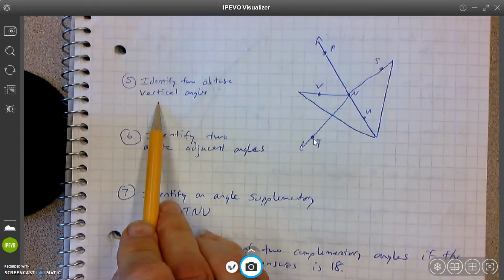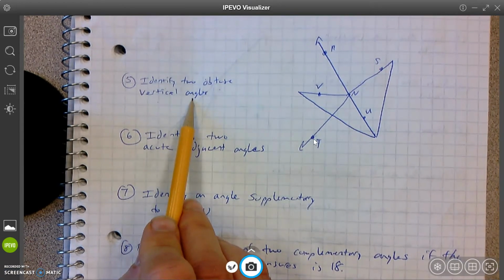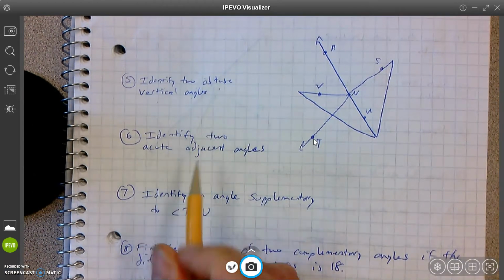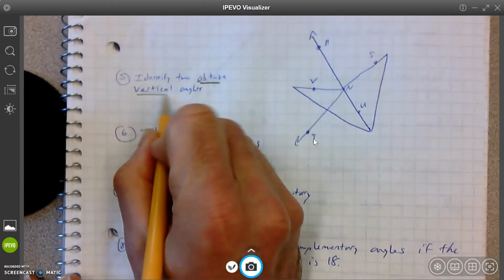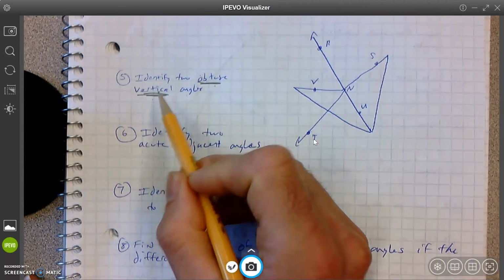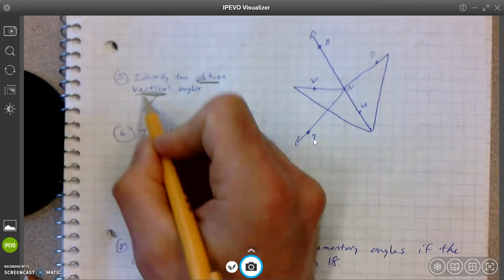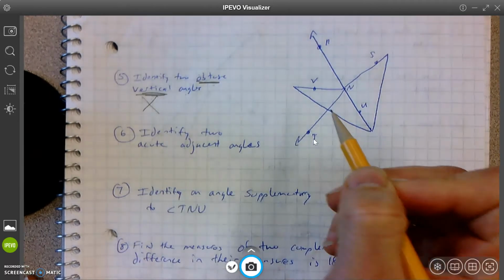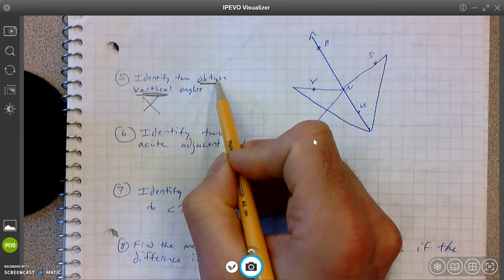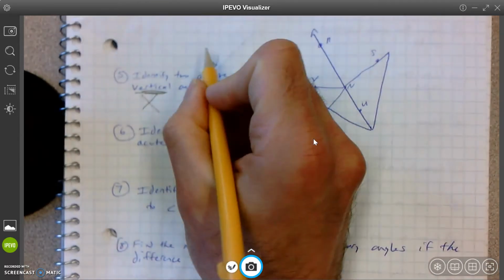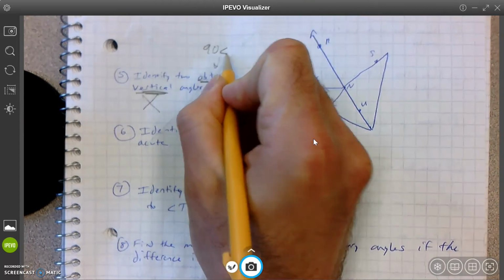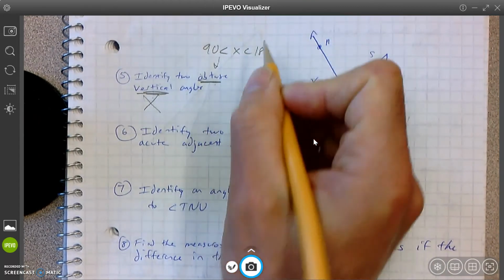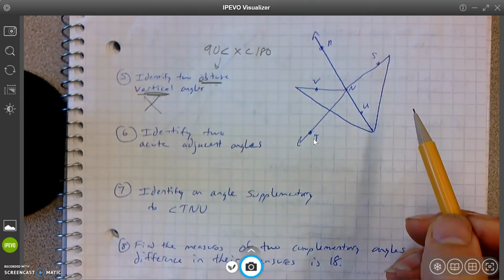Identify two obtuse vertical angles. Okay, so I got two things going on. I got to figure out obtuse and I got to figure out vertical. So vertical, I'm thinking about the X, right? Thinking about the X. And I want obtuse. So that means that they have to be between 90 and 180. Yeah, see this notation? You write this notation too.